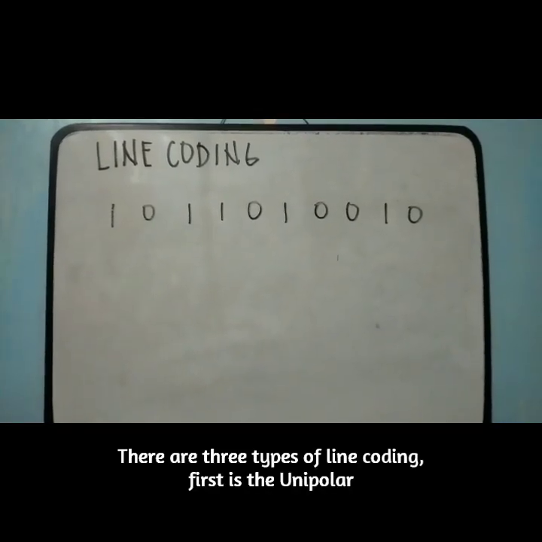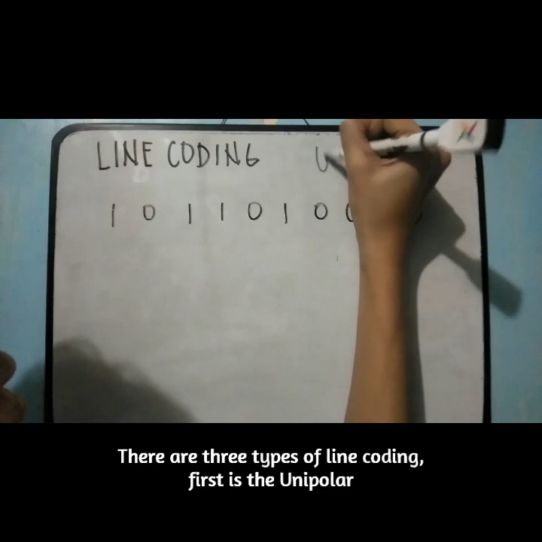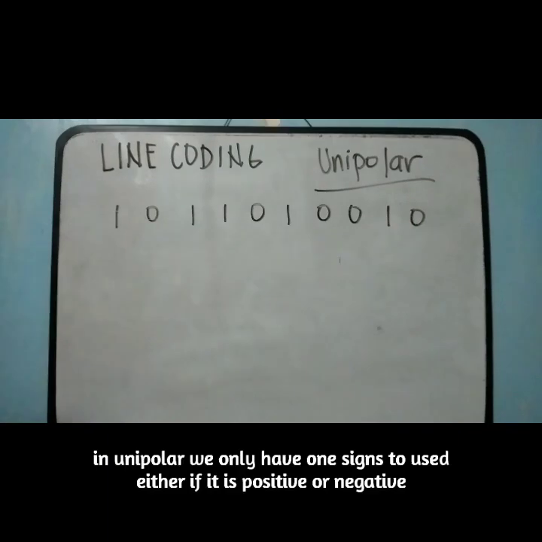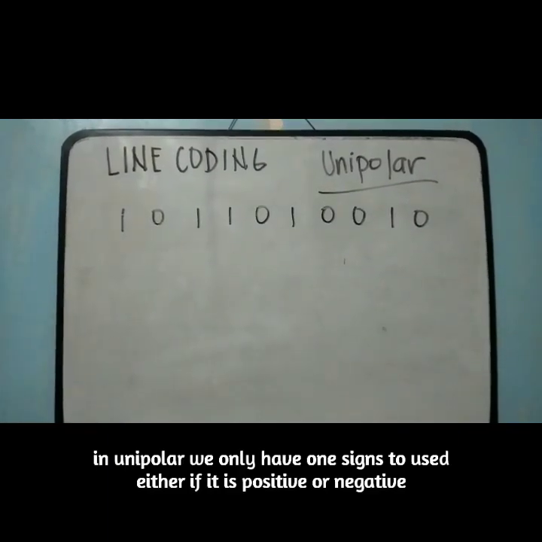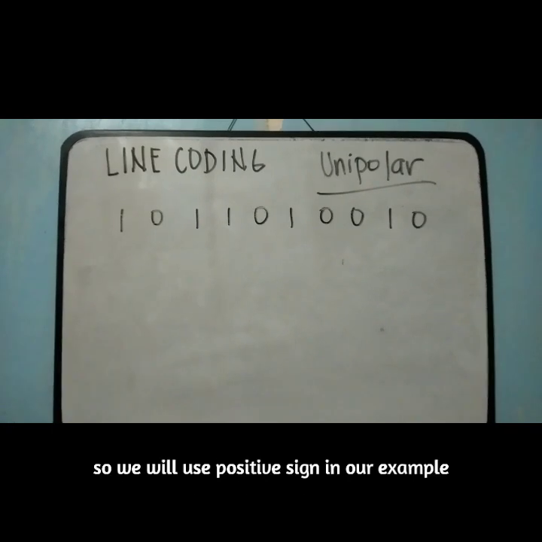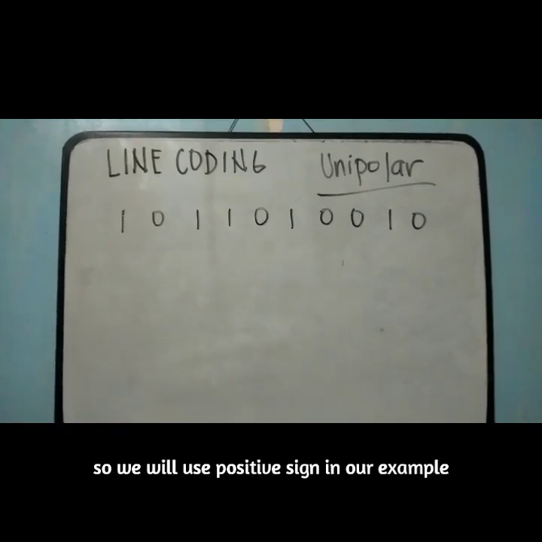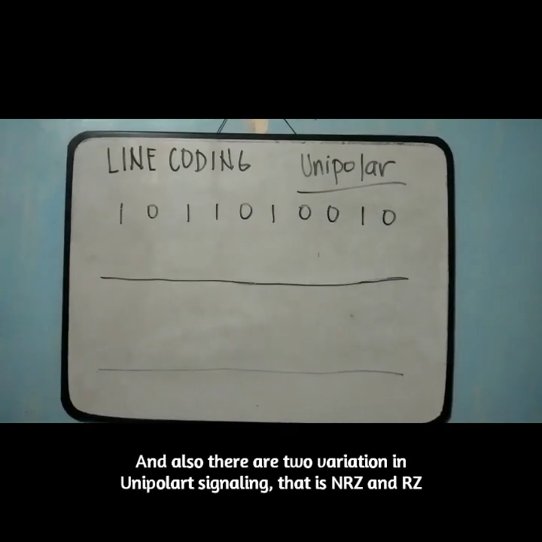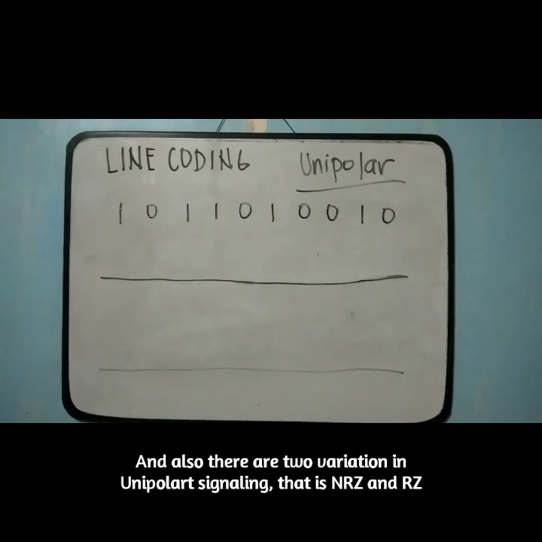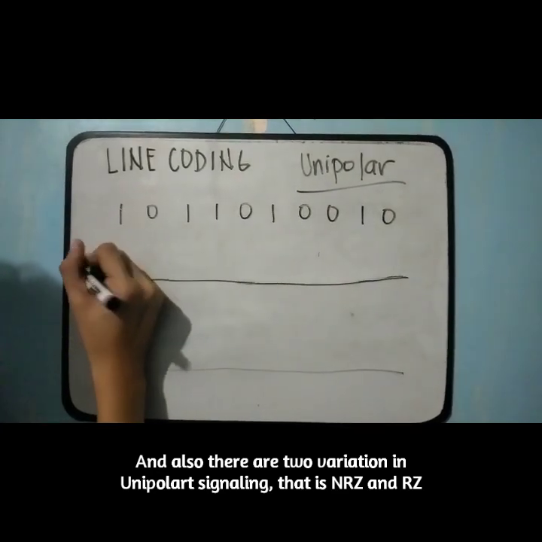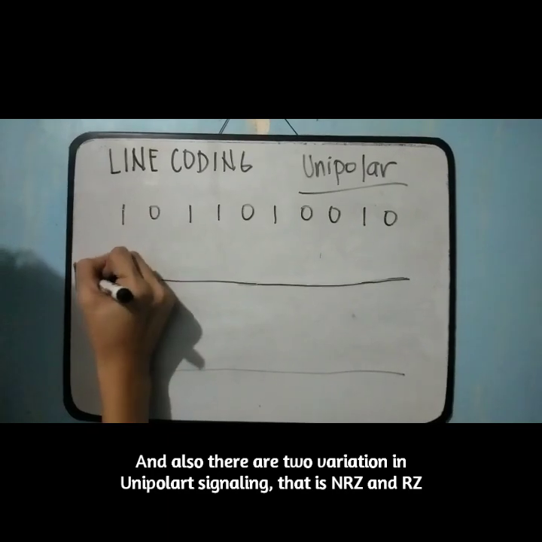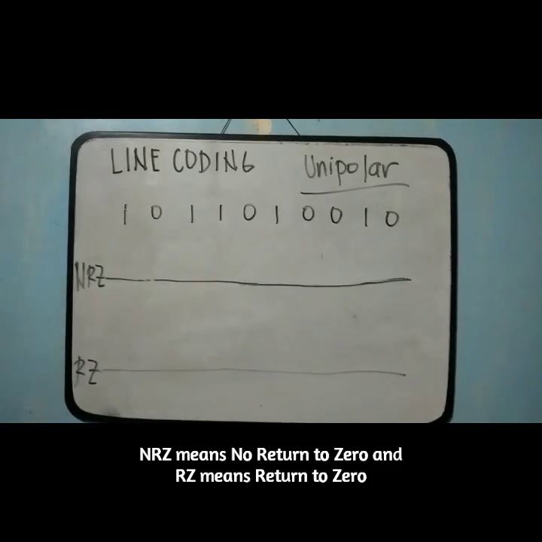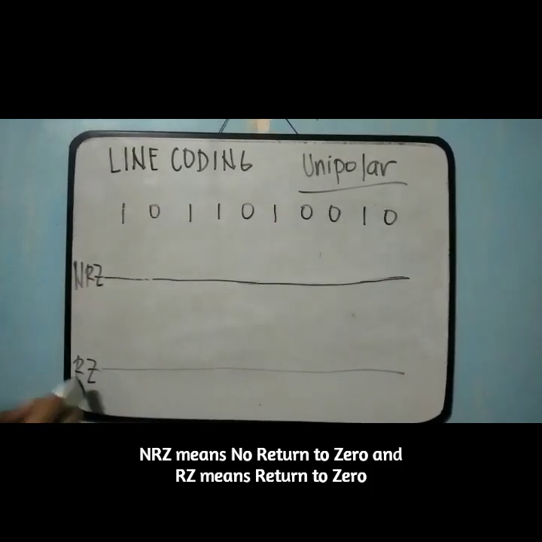There are three types of line coding. First is the unipolar. In unipolar, we only have one sign to use, either positive or negative. So, we will use the positive sign in our example. And also, there are two variations in unipolar signaling: NRZ and RZ. NRZ means not return to zero, and RZ means return to zero.